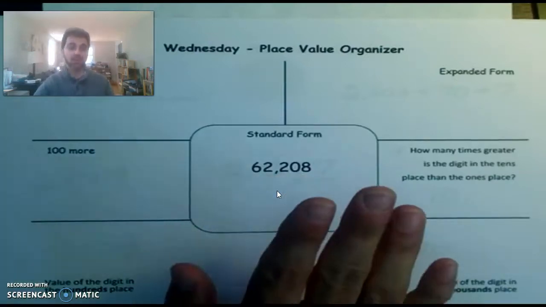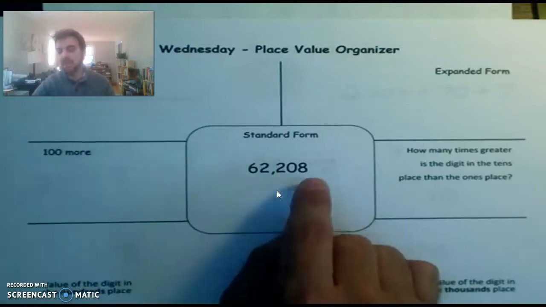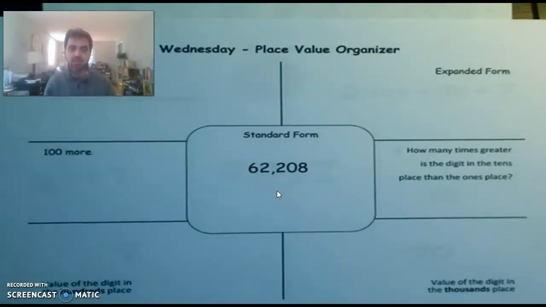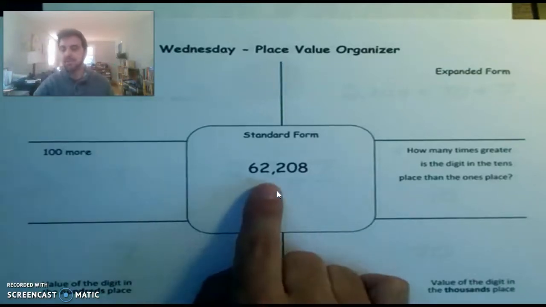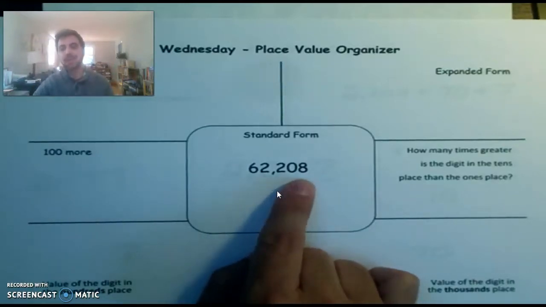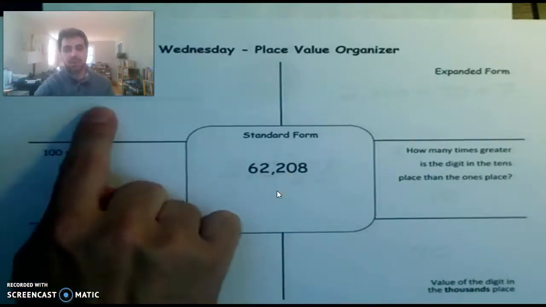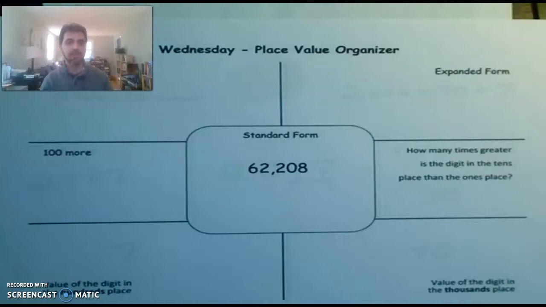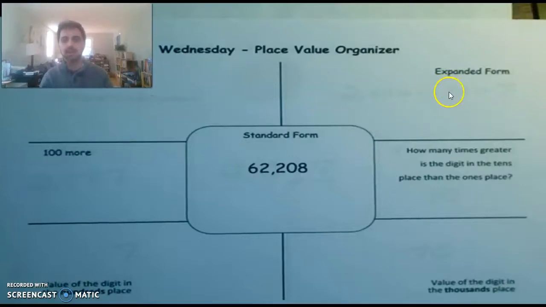That comes later when you do decimals, and you might say something like "and 2/10." But don't worry about that right now. The point is, you just say 62,208. Okay, so that's how you would write it in word form. And here's your expanded form.